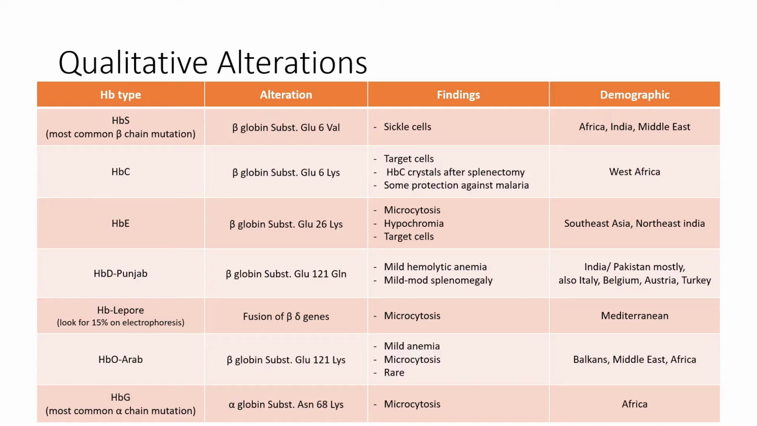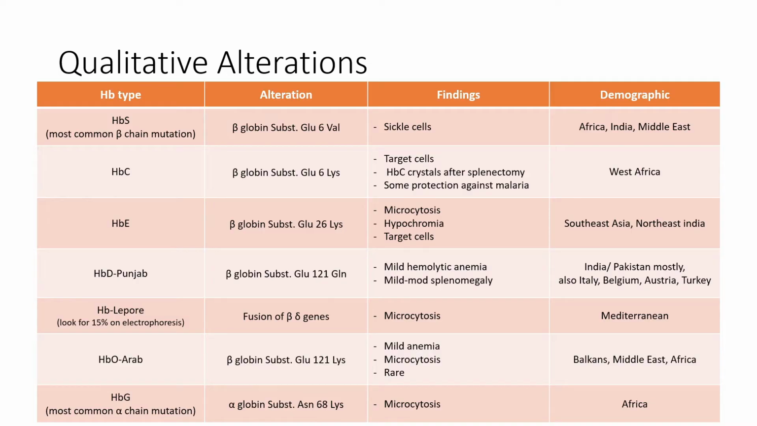Hemoglobin Lepore is actually a fusion of part of the delta and beta genes, often seen in the Mediterranean regions, and can result in microcytosis. The fusion gene is under the control of the delta globin promoter, which is not an efficient promoter, and this leads to a decreased production of hemoglobin Lepore. So hemoglobin Lepore is actually more of a thalassemic hemoglobin variant, but I've included it here within this list for ease of reference.